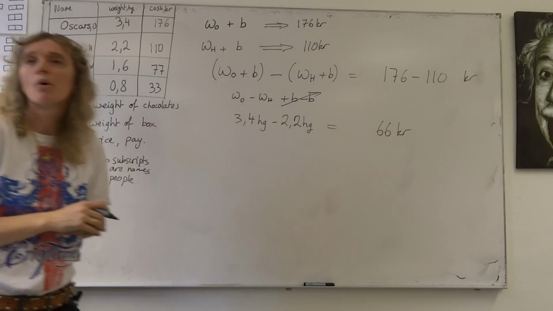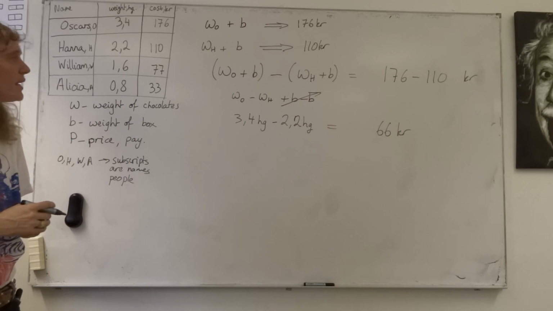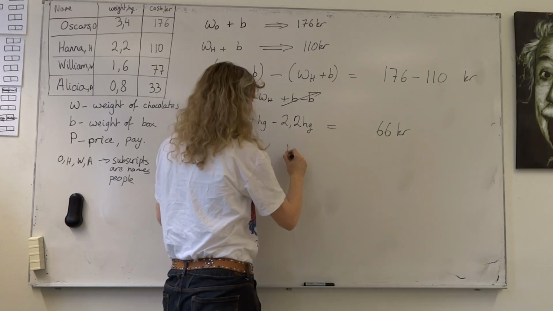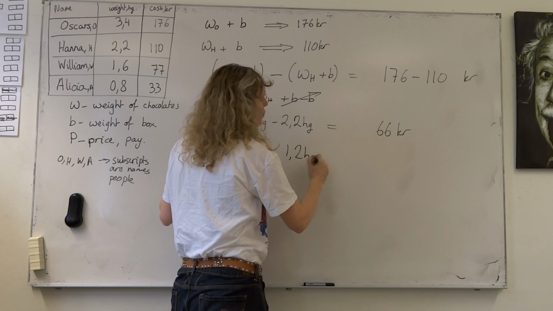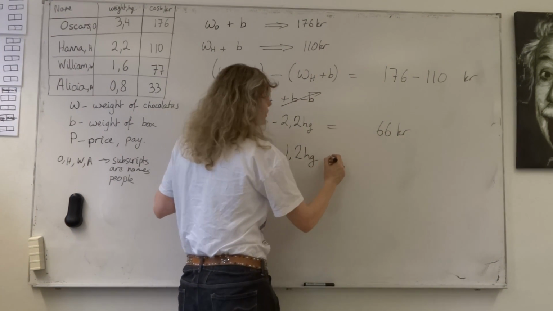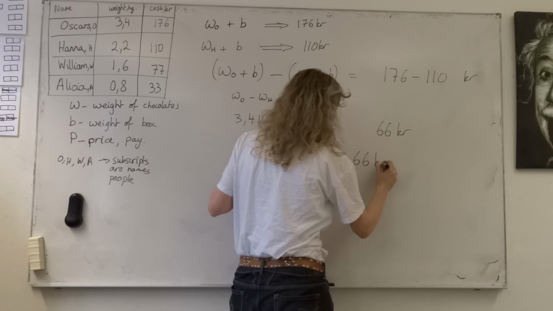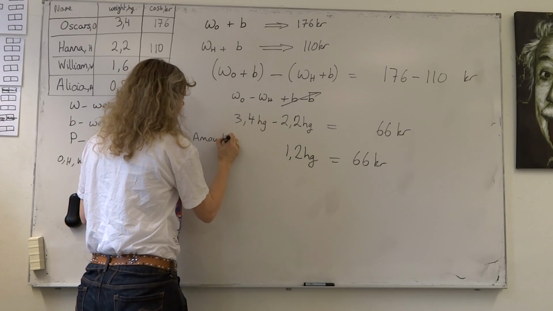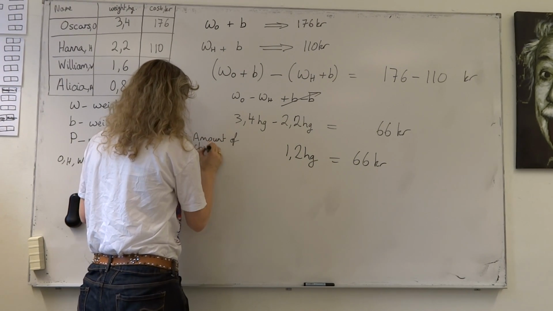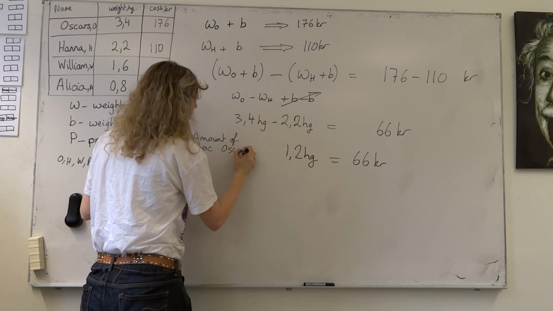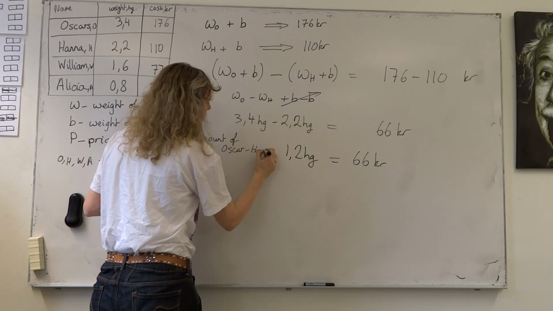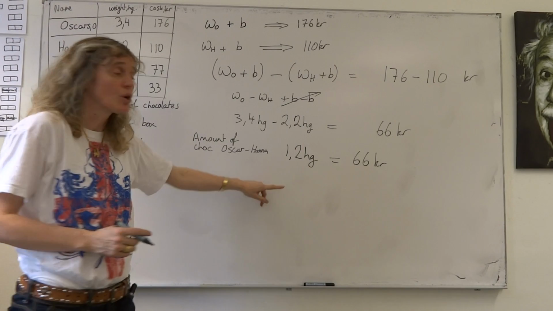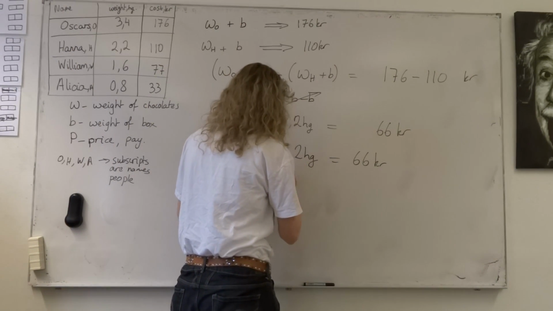Now we have no weight of the box anymore. Now we've only got the weight of chocolates. So 3.4 minus 2.2, that's 1.2 hectos of pure chocolate now costs us 66 kronas. So the amount of chocolate from Oscar minus Hannah costs 66 kronas. So now we know what 1.2 hectos cost. We can get what 1 hecto costs.